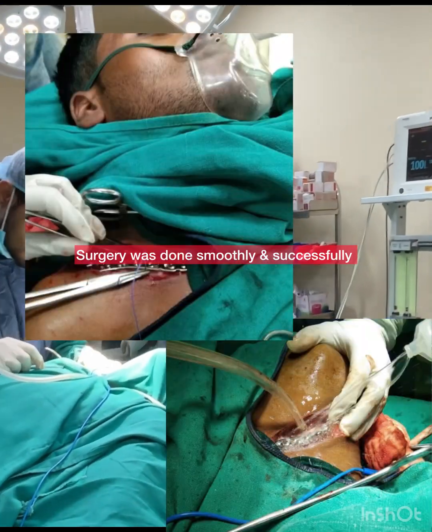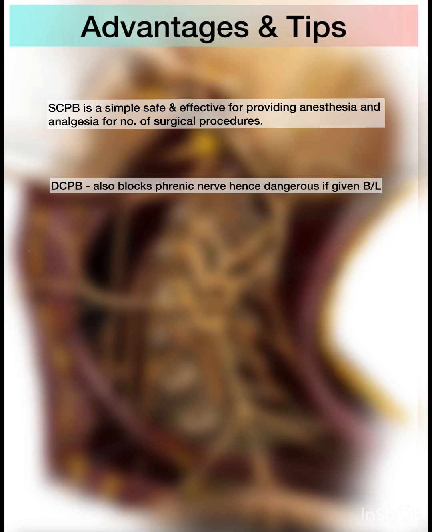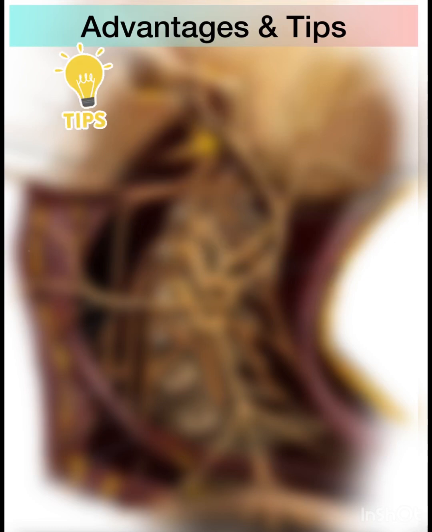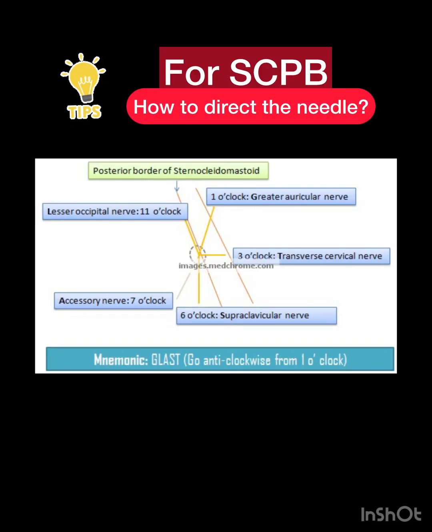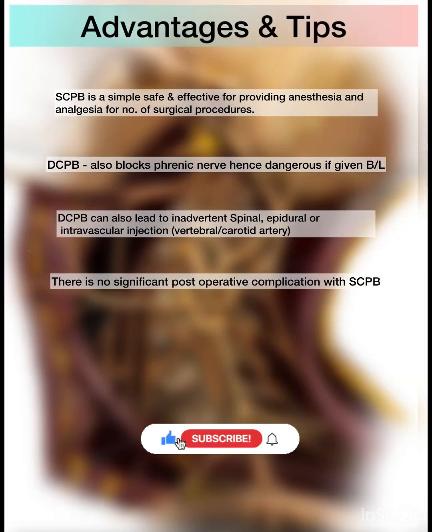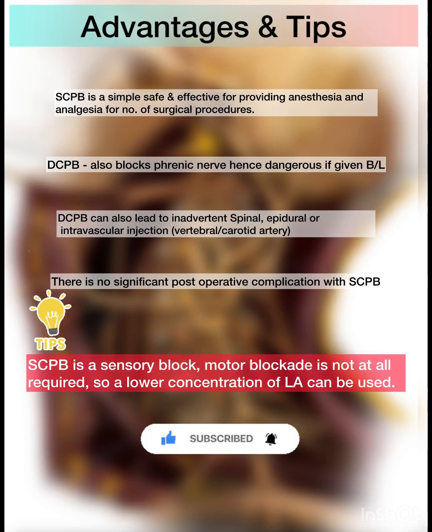And now lastly, some advantages and tips. Superficial cervical plexus block is a simple, safe and effective technique for providing anesthesia and analgesia. Deep cervical plexus also blocks the phrenic nerve and hence is dangerous if given bilaterally. Deep cervical plexus can also lead to inadvertent spinal, epidural or intravascular injections like vertebral artery or carotid artery injection. There is no significant postoperative complication with superficial cervical plexus block. It is a sensory block and motor blockade is not at all required, so a lower concentration of local anesthetic can be used.